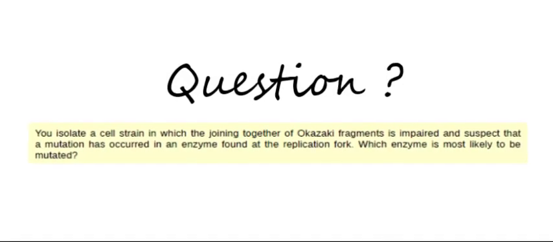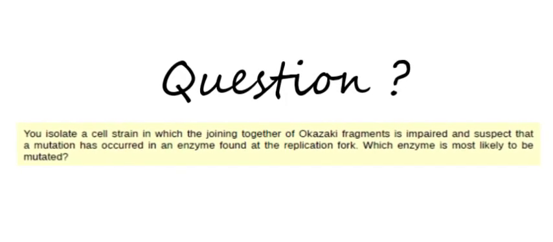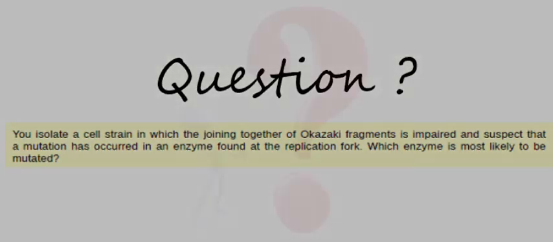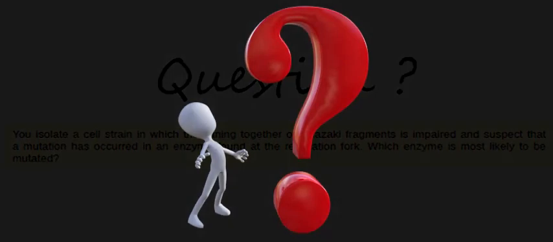Here's a question for you. You isolate a cell strain in which the joining together of Okazaki fragments is impaired and suspect that a mutation has occurred in an enzyme found at the replication fork. Which enzyme is most likely to be mutated?